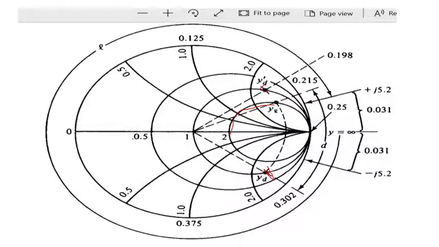And how do you find D1 and D2? If you remember, D1 and D2 was the distance between YD and YL. This point was coming as 0.302 lambda, and here it is coming 0.215 lambda. When you take the difference between the two, whatever value you get, that becomes your D1. It's marked here. You can see it clearly.